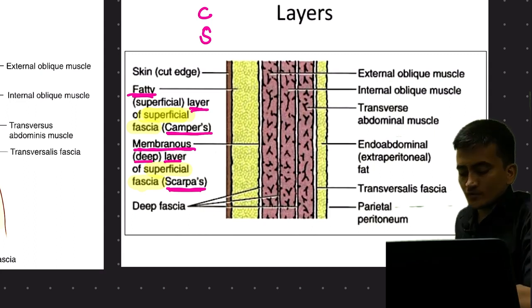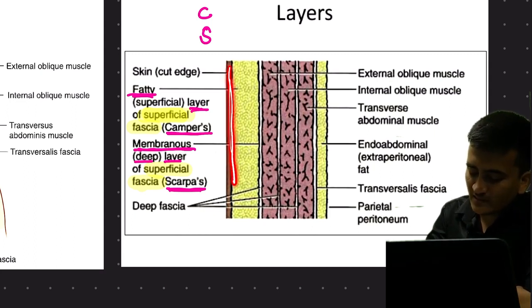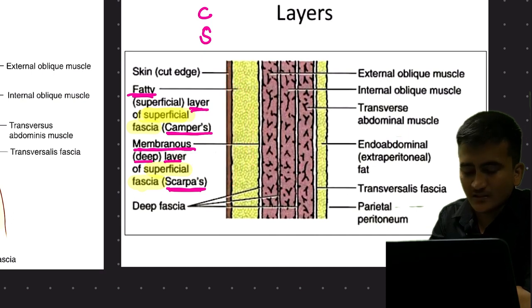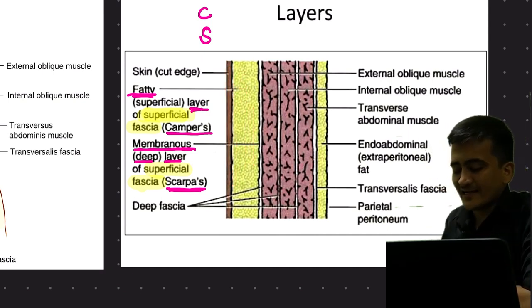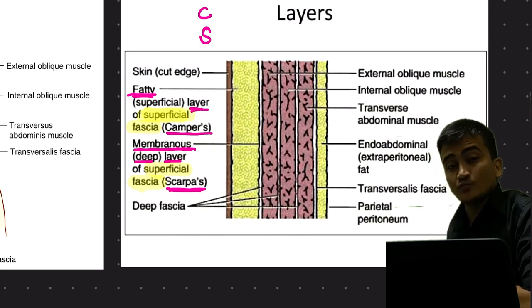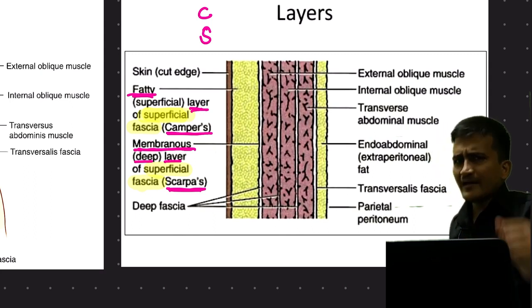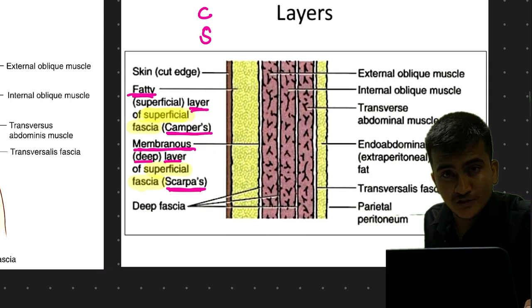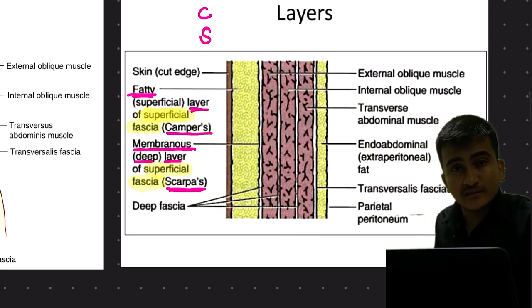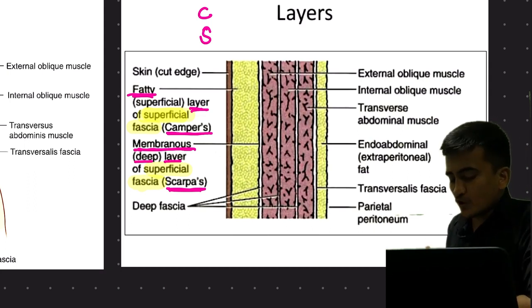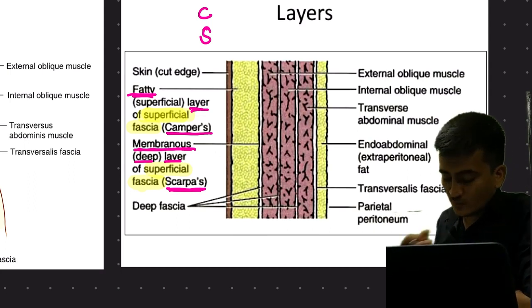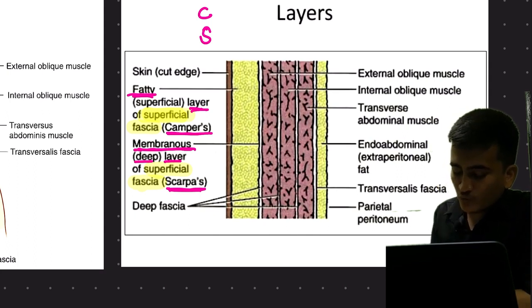So that's all. We talked about skin, right? Inside the skin, what have we got? We have got the fatty layer of superficial fascia, and that is Camper's fascia. And inside Camper's fascia, what do we have? Another, membranous layer of superficial fascia, and that is Scarpa's fascia. Camper's and Scarpa's.